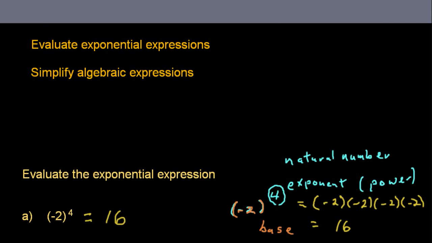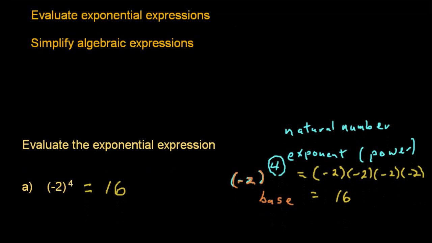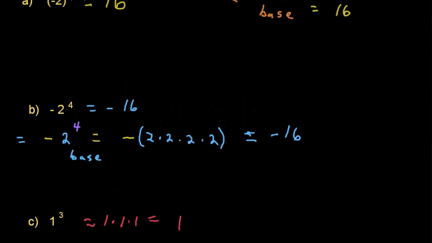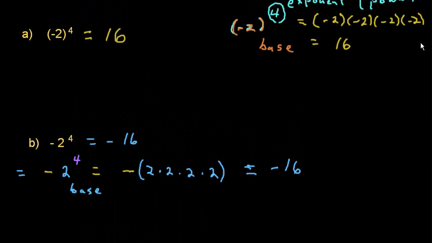And that's all that we're going to do in this video. We did evaluate exponential expressions, and we did simplify a couple of algebraic expressions. We would like to emphasize the importance of the difference between when we did negative 2 to the fourth power with the parentheses and when we did it without a parentheses, and how we got two different answers. So this is probably the most important part of this lesson.